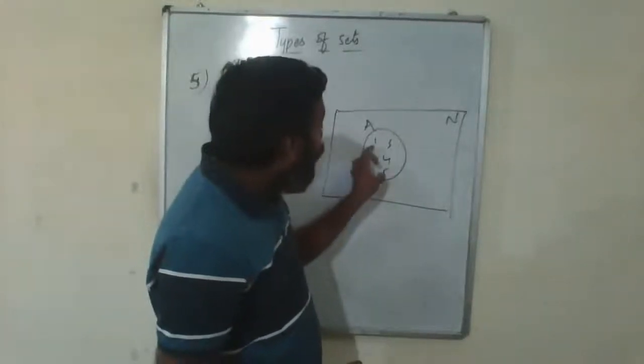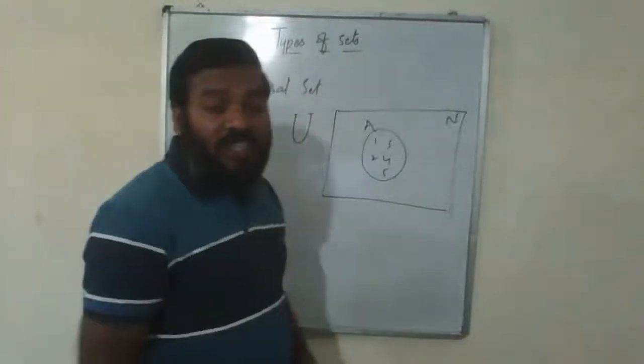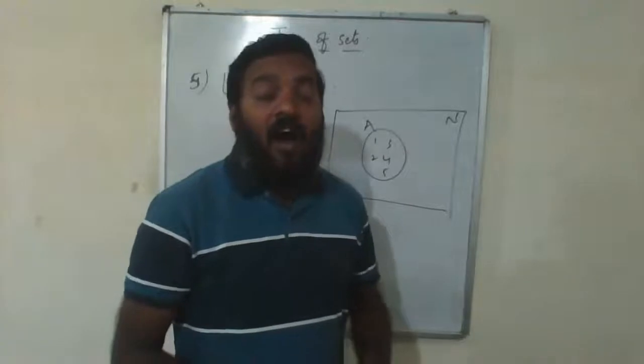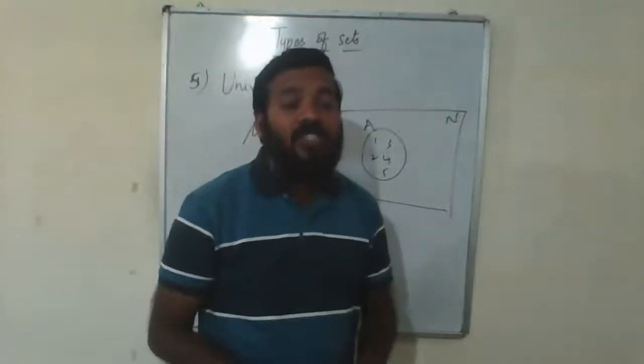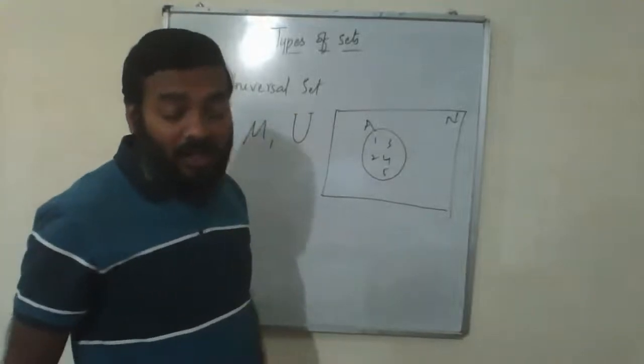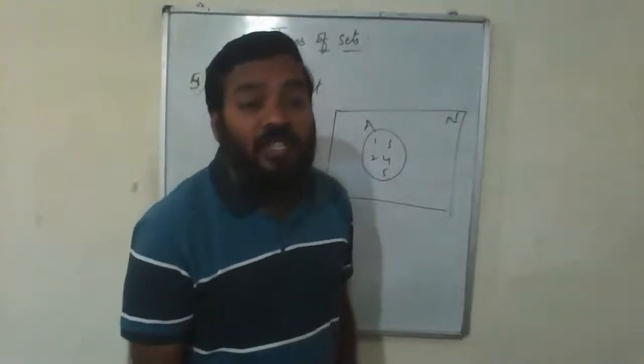But this has only 1, 2, 3, 4, 5. This is a set. So whatever can be taken into consideration in a particular situation, all the elements under the universe, are considered as the universal set. All the elements which can be considered are known as the universal set.